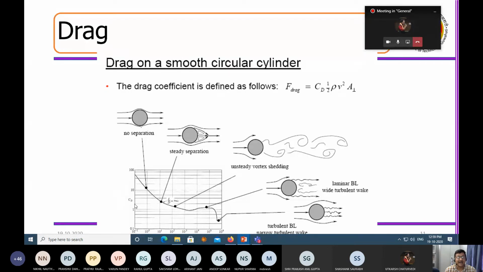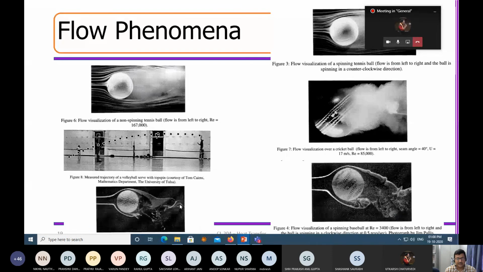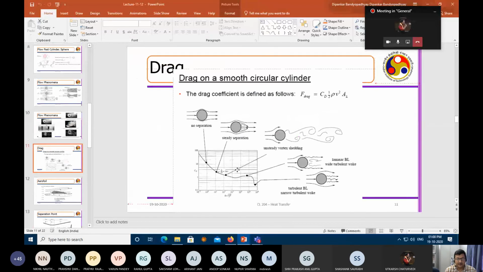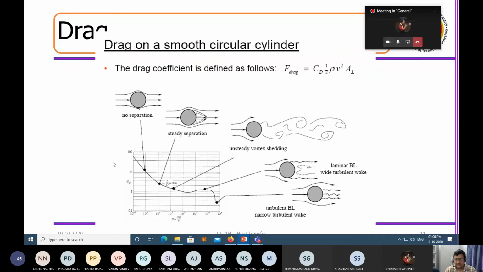So how exactly the drag coefficient works? Anything that is associated with the friction of this particular object is called drag, which is very similar to the friction factor. This is what we are showing, the drag versus Reynolds number plot. You may see that this is very similar to the friction factor versus Reynolds number, where the drag coefficient reduces with the Reynolds number.